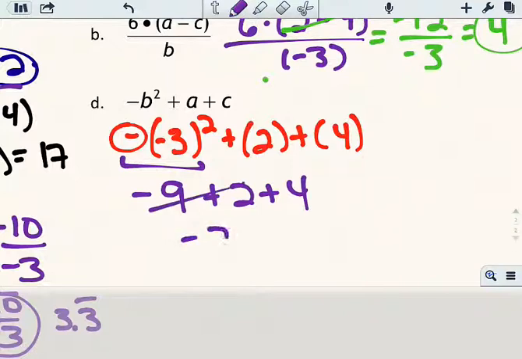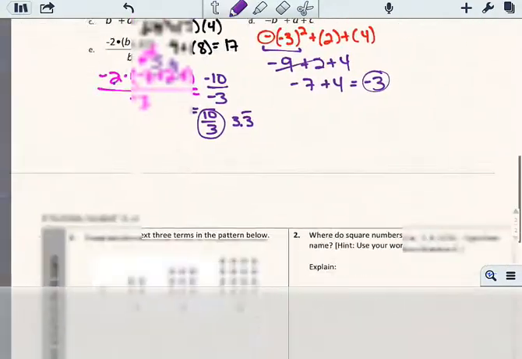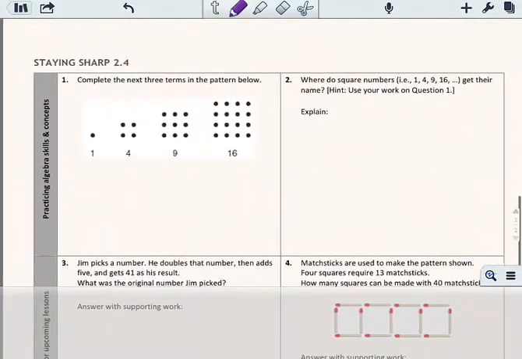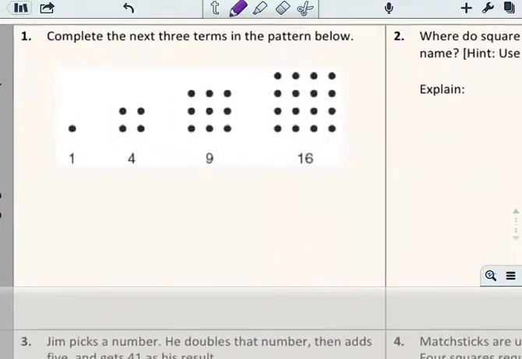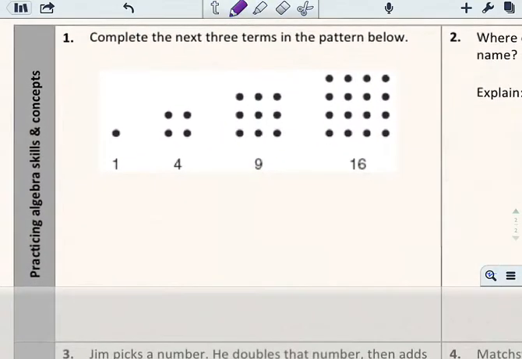-9 plus 2 would be a -7. -7 plus 4 would be a -3. Right? So let's talk about staying sharp. Complete the next 3 patterns or terms in this pattern below.